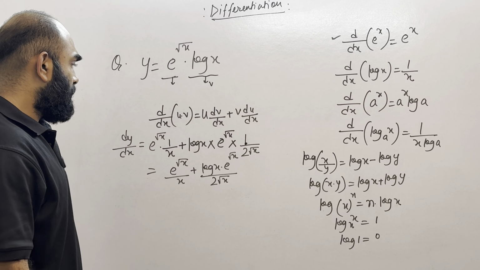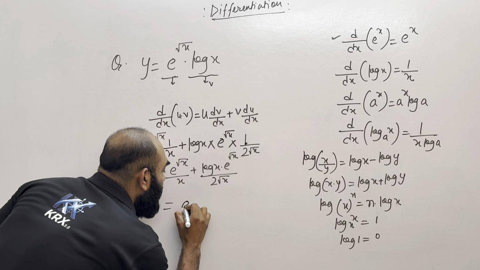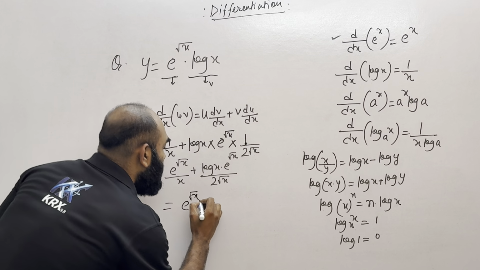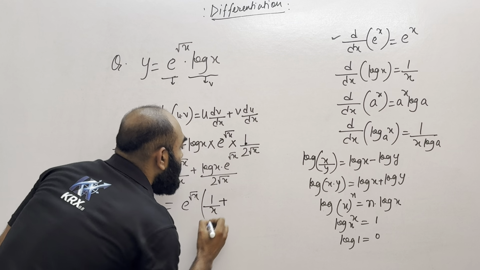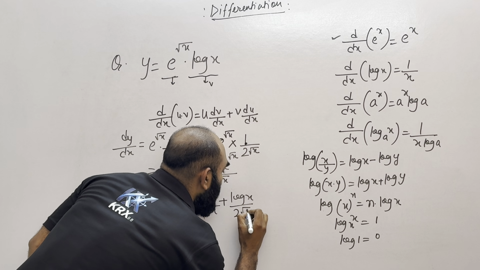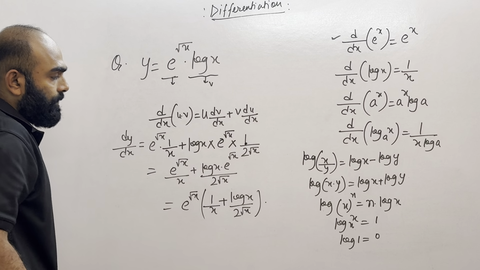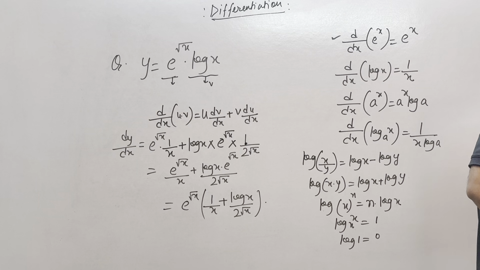Okay, we can take e to the power root x common. So what we have is 1 by x plus log x divided by 2 root x, and this is your final answer. This is your final answer.